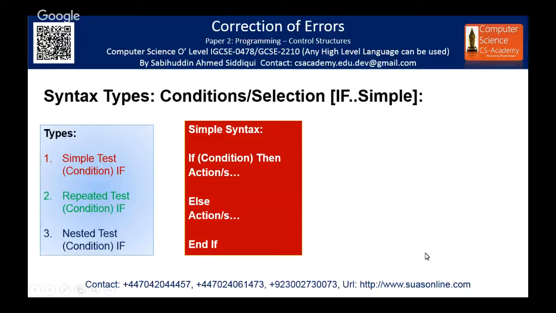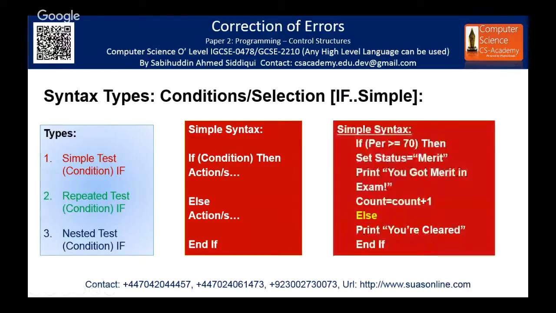So the example you can see, this is a simple if example. I have just taken the example from daily routine: let's suppose if I secure 70% marks, then I will be given a merit. That means I can get a scholarship or something like that. So this is a simple condition which is based on just one condition.